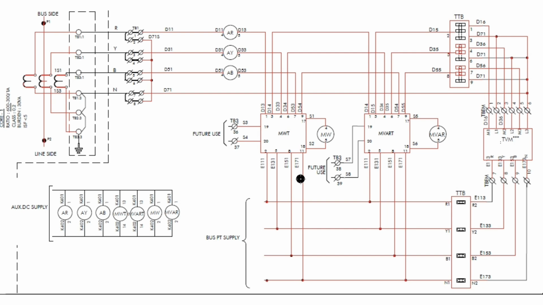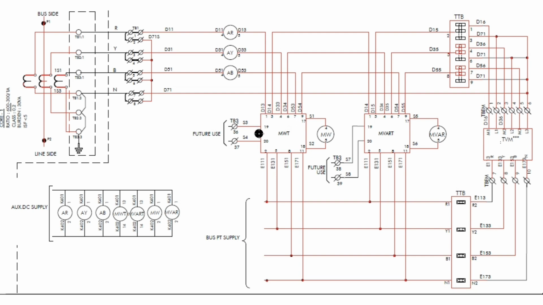And E171 is the neutral of the PT. So it is connected to terminals 2, 3, 5, 8 and 11 of the transducer, and the CT circuit terminals 1, 3, 4, 6 and 7, 9 are connected for the red, yellow and blue phase respectively.